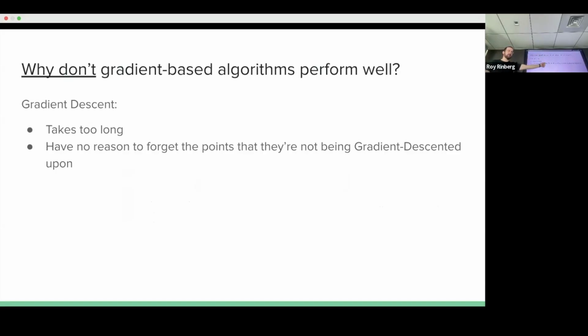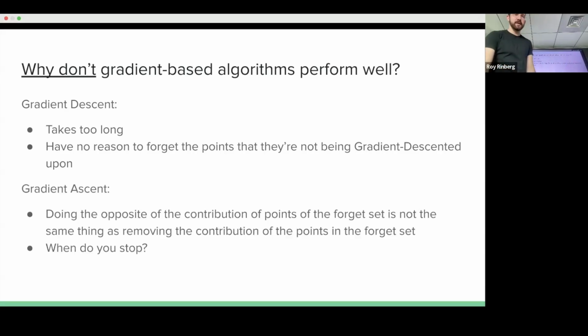Gradient descent actually takes too long in the non-convex setting. Maybe you would eventually unlearn everything if you just trained on the retained set, but it takes a long time. Really this is because they have no reason to forget. You're just hoping that if you keep telling them about Jaden, they're going to forget about Alex. And gradient ascent is a different problem, but philosophically, doing the inverse of optimizing something is not the same thing as not contributing to it. These are just philosophically not the right thing.